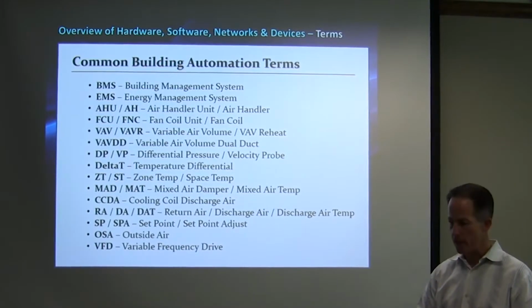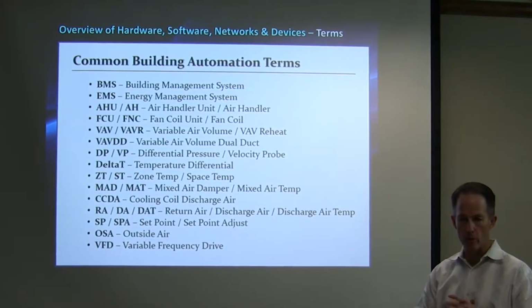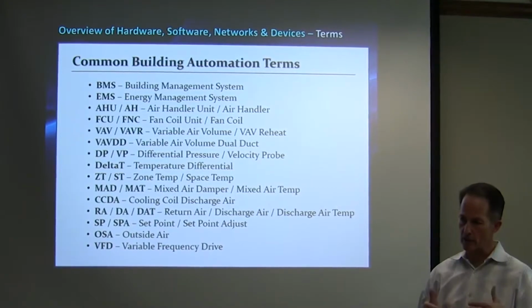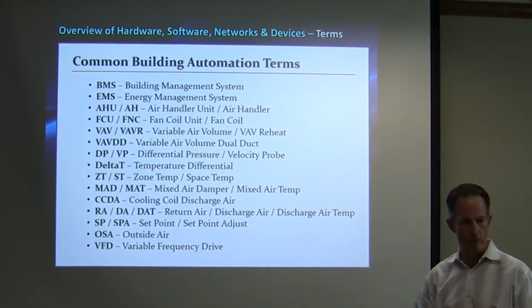So PID loops, your cruise control on your car. If I'm going too slow, it speeds you up. If I'm going too fast, it slows you down. That's a PID loop that does that function. We use those all over.